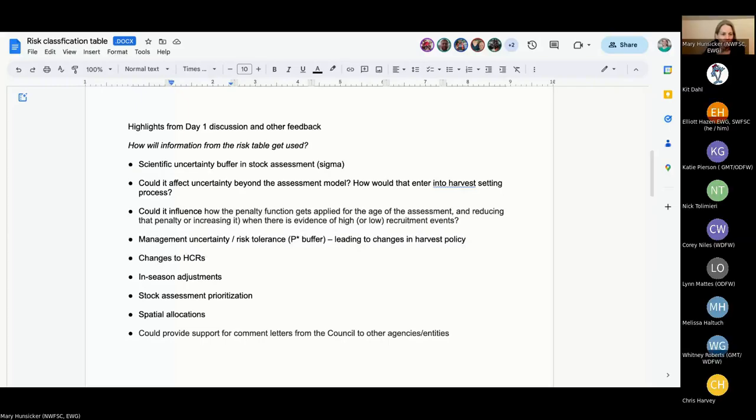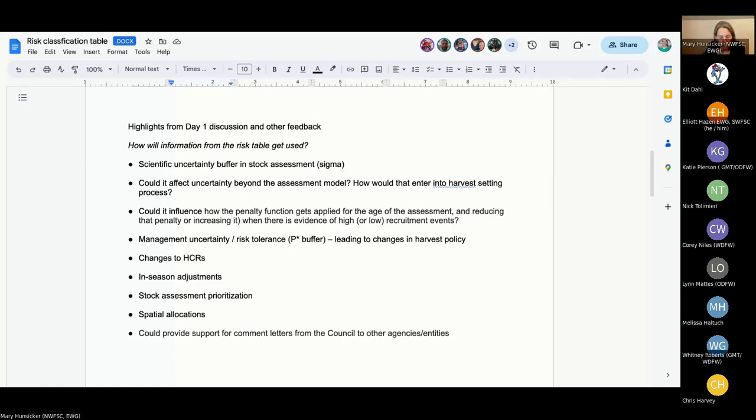High or low recruitment events. Also, the risk table could be used to inform management uncertainty, or the PSTAR buffer, that could lead to changes in harvest policy. Corey Green mentioned that the risk table could lead to changes in harvest control rules. And Tommy mentioned it might be useful within in-season adjustments.